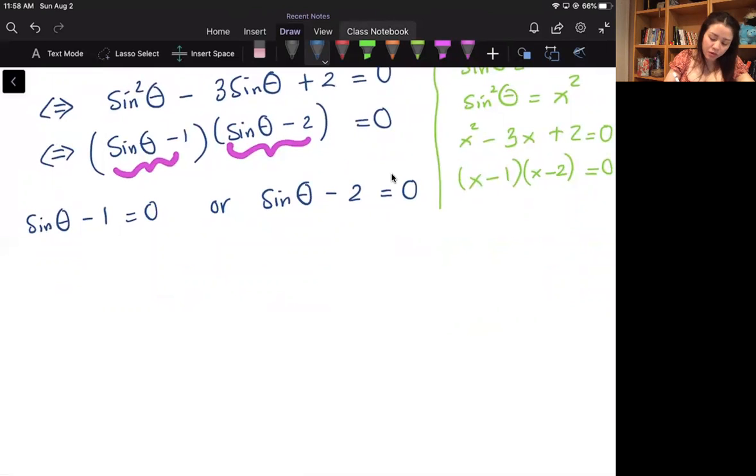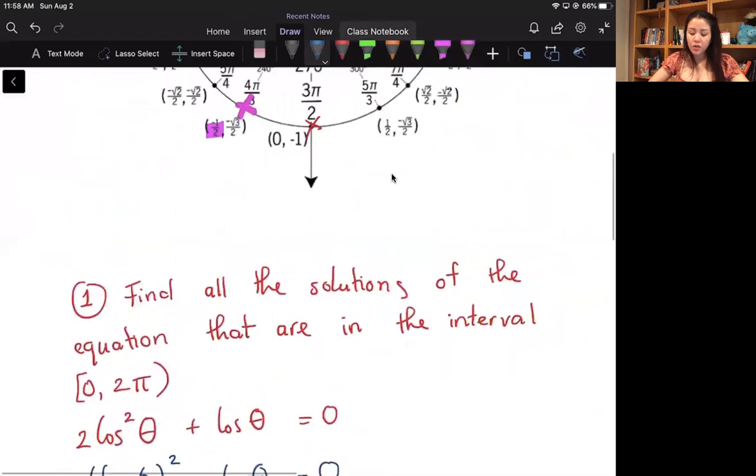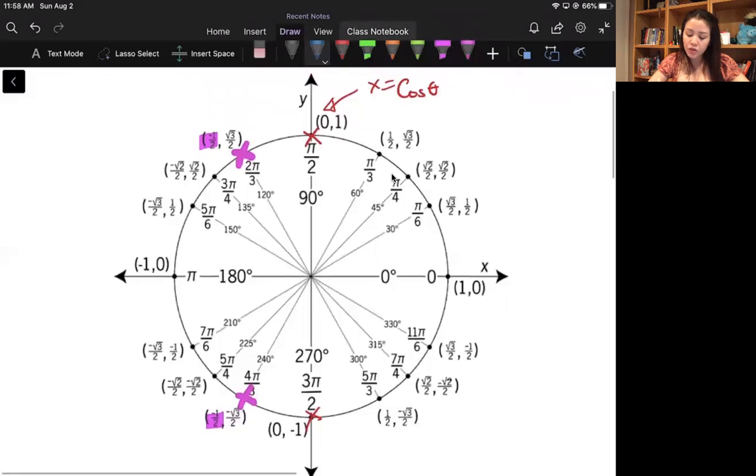I'm going to add 1 to both sides, so I have sine theta equal 1. Okay, so what angle theta gives me sine theta equal 1? So again, sine is your y value, right? Between 0 and 2 pi, I see y equal 1, or sine theta equal 1, is right here. Right here, right? At pi over 2.